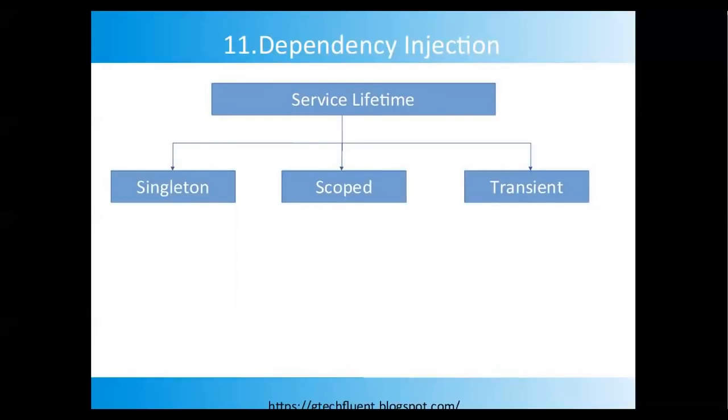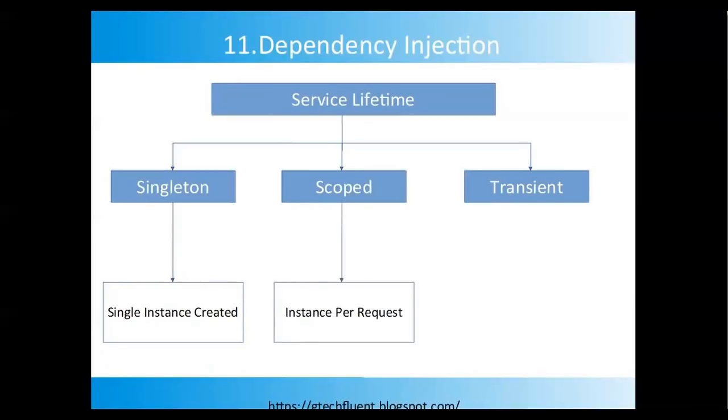Singleton means only a single instance will be created ever, and this instance is shared between all components that require it, and the same instance is always used. Scoped means the instance is created once per request. A scope is created on every request to the application. The next is transient. Transient components are created every time they are requested. Now let's switch to Visual Studio and we'll see the service lifetime and registration in detail.